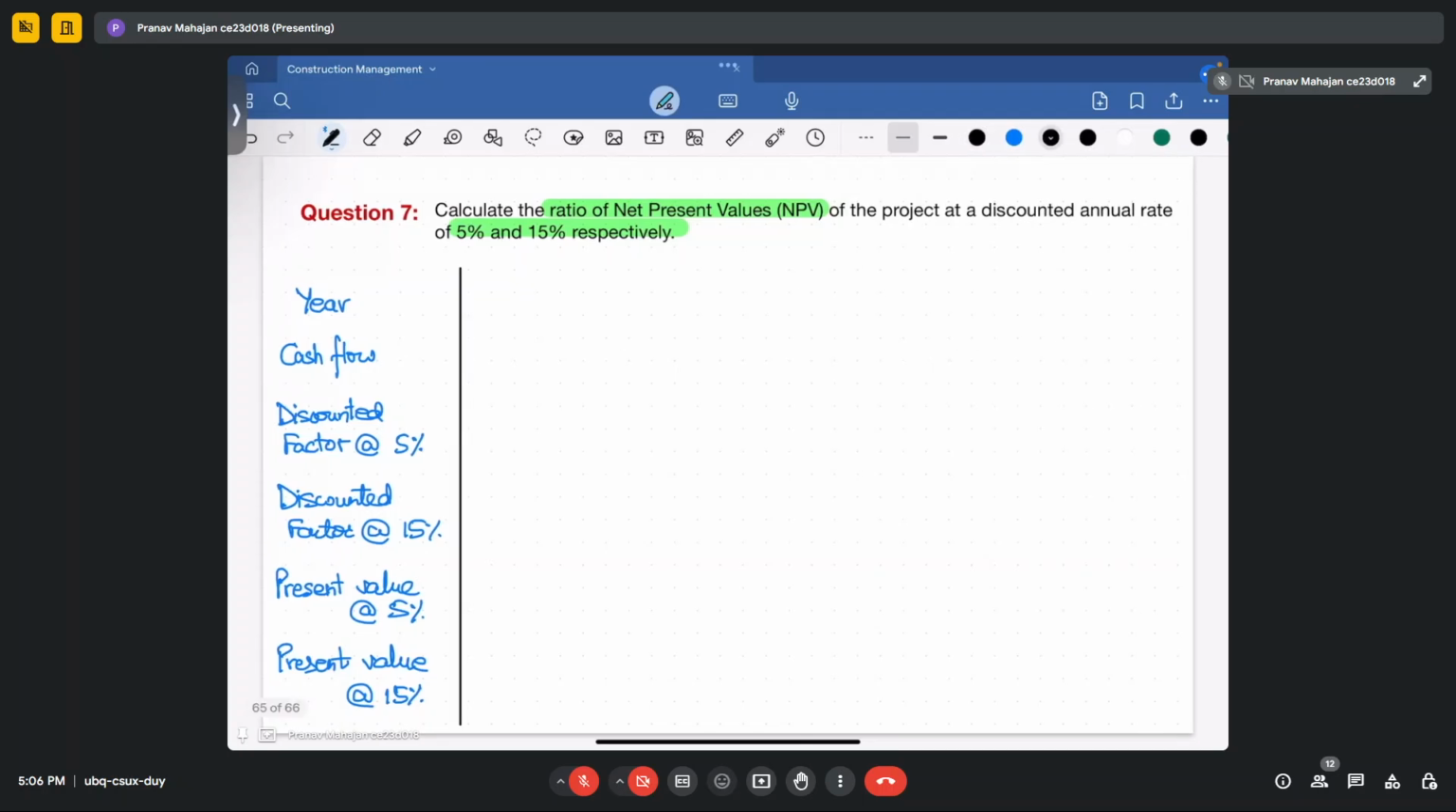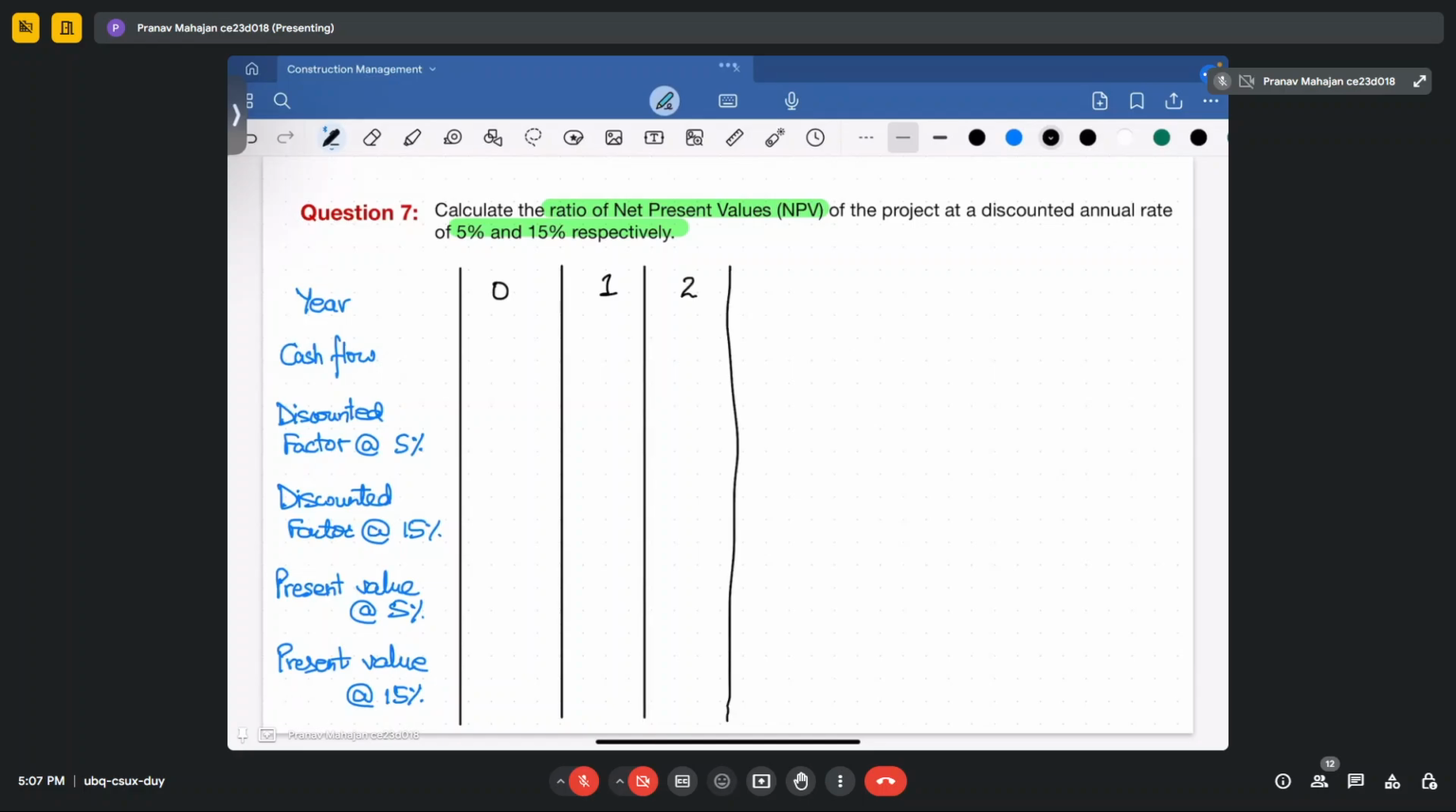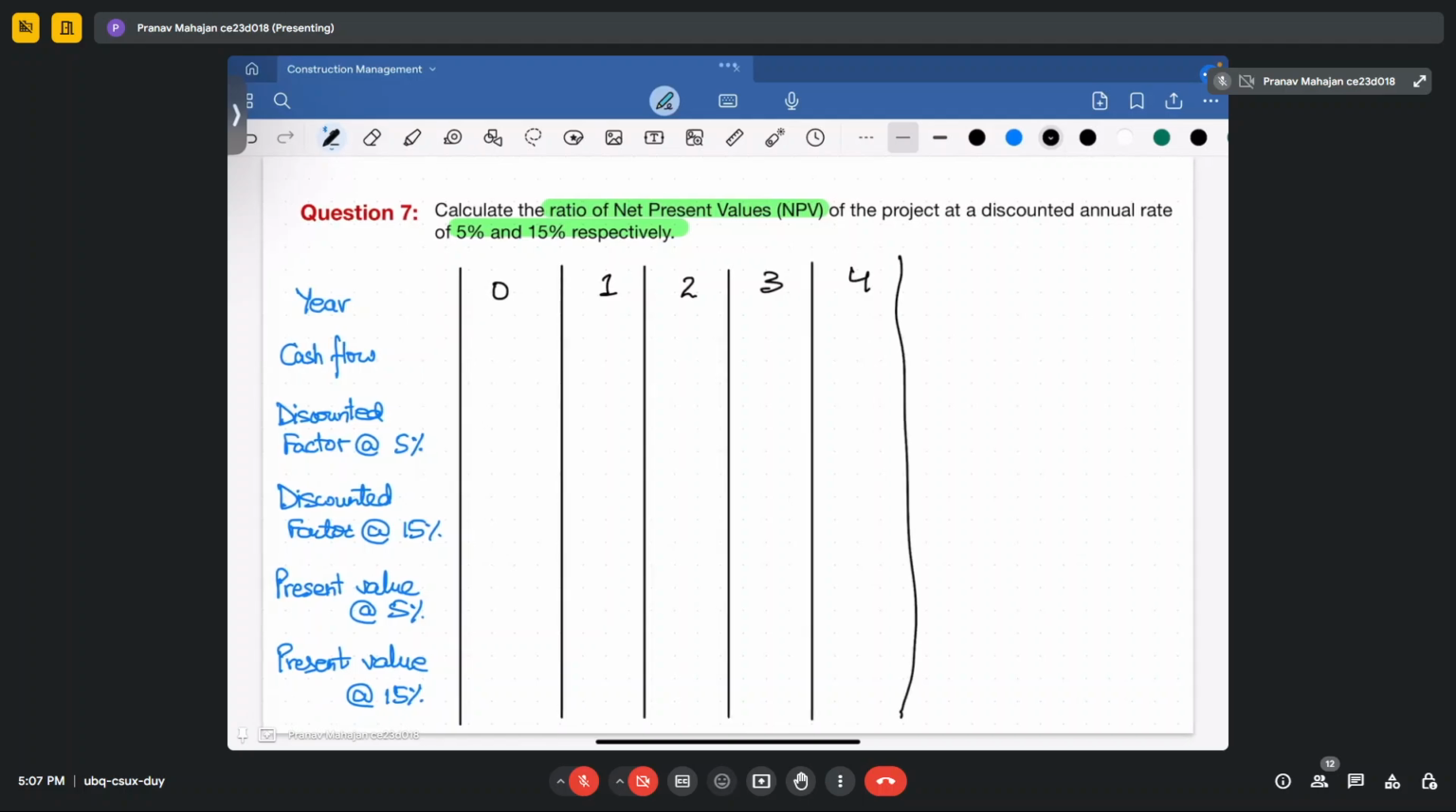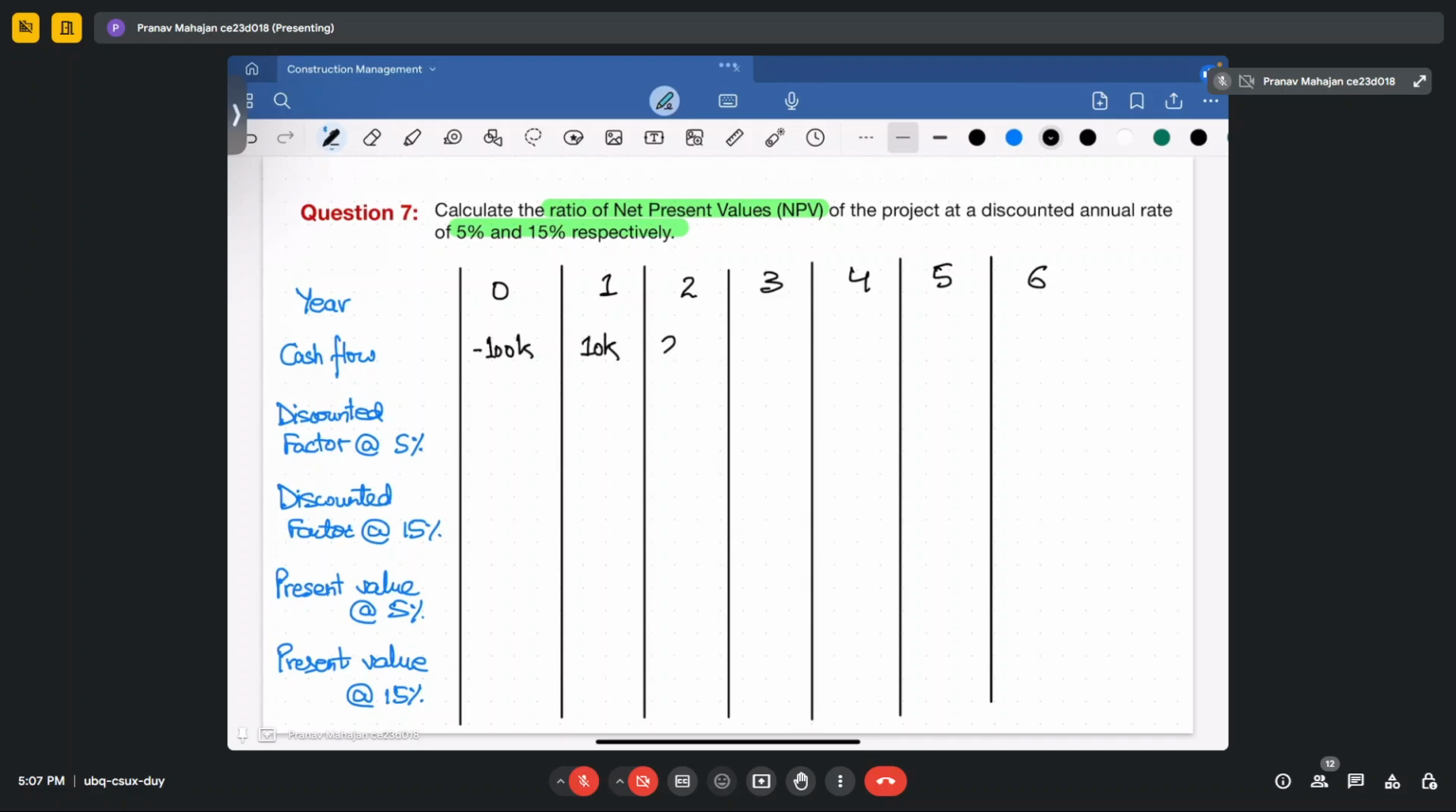Okay, so let's write 0, 1, 2, 3, 4, 5, and 6. Okay, so what is the cash flow that is happening? In this case, it is 1 lakh. I directly write it as minus 100K. Then we have 10K, 20K, 30K, 40K, 50K, and then again 40K.